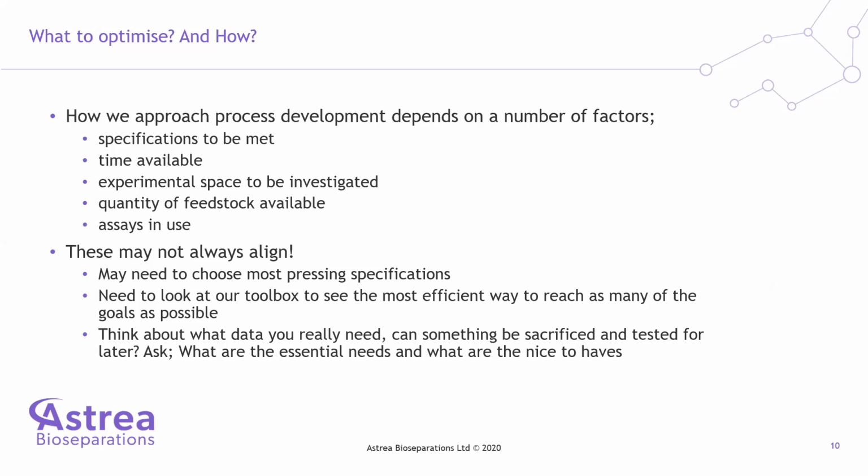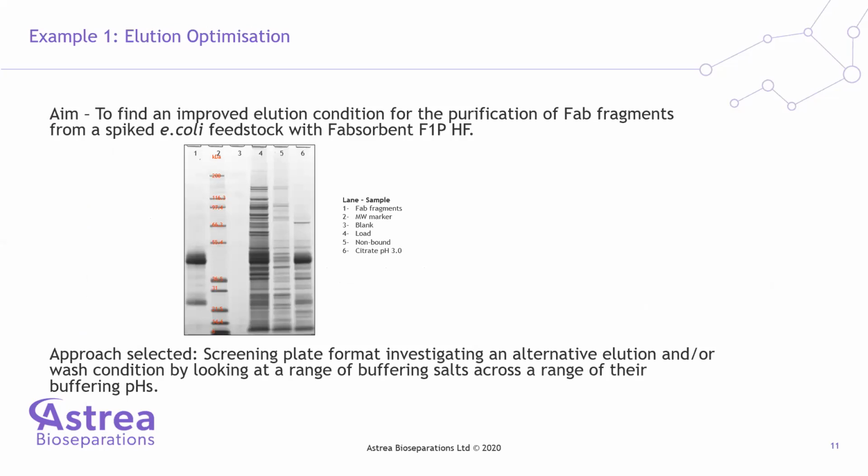So what we really need to do is think about what are our essential needs and what are our nice to haves. Is there data that we do need to test for eventually, but maybe we can leave that till later and not test that up front? So now I'd like to take you through an example of an elution optimization.